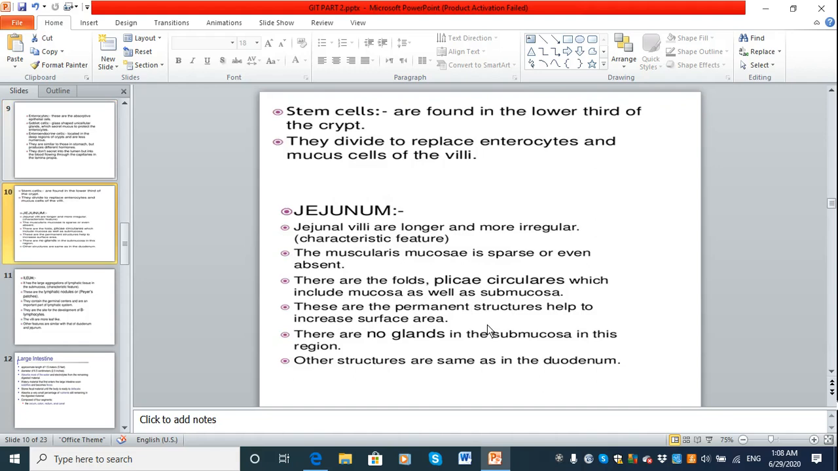Another segment is the jejunum. The jejunum is longer and more irregular. The muscularis mucosae is absent. There are also folds, as I said, plicae circulares, a permanent structure that helps to increase the surface area, and there are no glands in this part. The other structures are the same as those found in the duodenum.